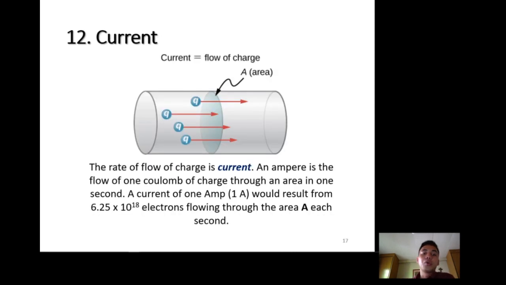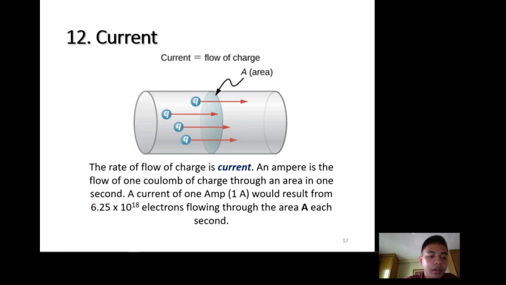So current is the flow of charge. The rate of flow of charge is what we call current. An ampere is the flow of one coulomb of charge through an area in 1 second. A current of 1 amp would result from 6.25 times 10 to the 18 electrons flowing through the area each second. Now this is one charge, no? One coulomb, and this is the number of electrons in one coulomb.